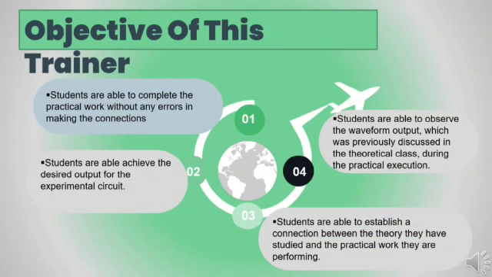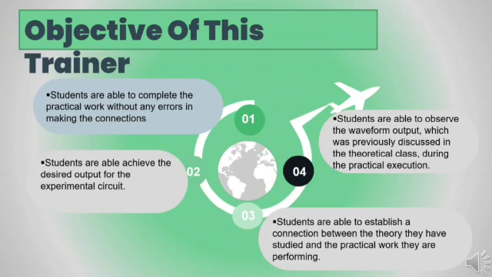Next, I will talk about the objectives of this trainer. The first point is students are able to complete the practical work without any errors in making the connection. Second, students are able to achieve the desired output for the experimental circuit. Number 3, students are able to establish a connection between the theory they have studied and the practical work they are performing. And lastly, students are able to observe the waveform output, which was previously discussed in the theoretical class, during the practical execution.